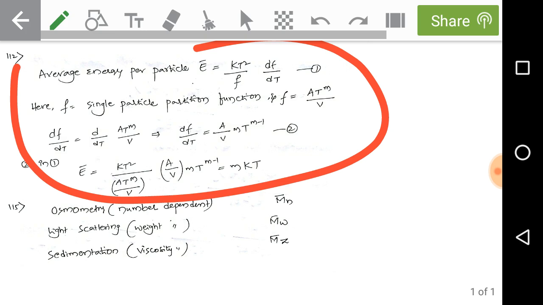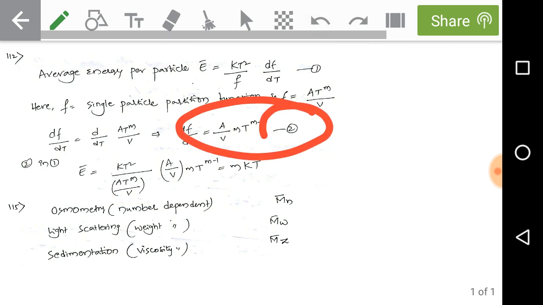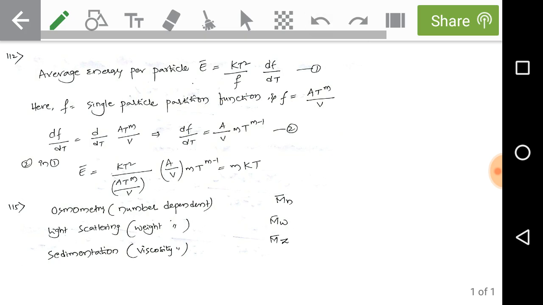Okay, and df by dT is equal to d by dT into A T power m by V, and consider this equation 2. Whenever we substitute equation 2 in equation 1, that is df by dT in equation 1, we can get E is equal to mkT. Okay, right. Thank you very much.